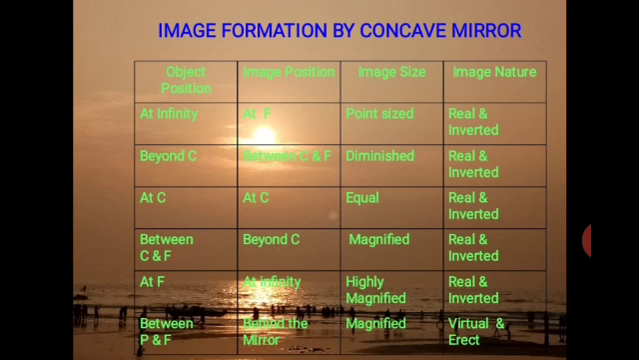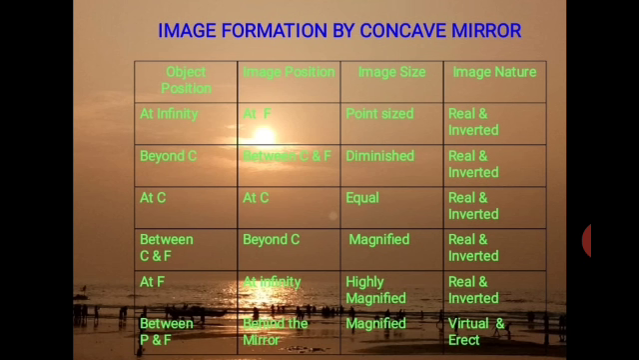Third case is when we place the object at C, image is also formed at C. It is equal in size and it is real and inverted. When you still bring the object closer to the mirror by placing it between C and F, the image is formed beyond C. Image so formed is magnified, real and inverted. When the object is placed at focus, image is formed at infinity and it is highly magnified. But the nature is still real and inverted.